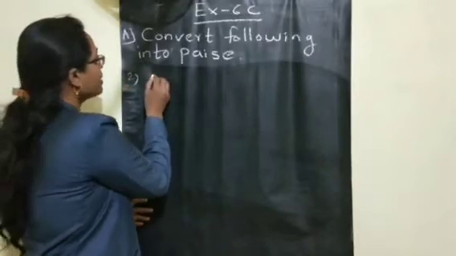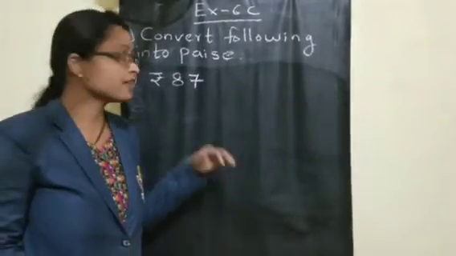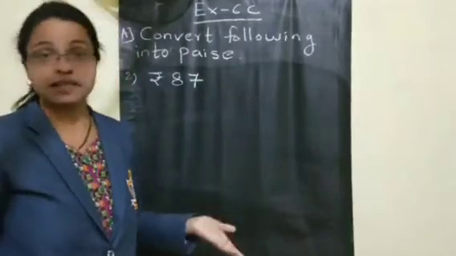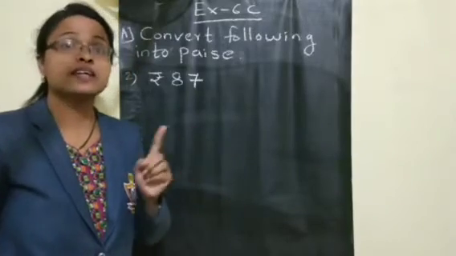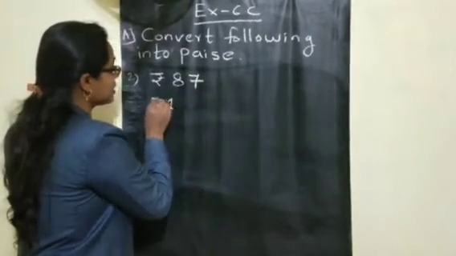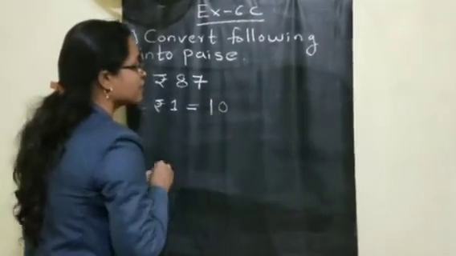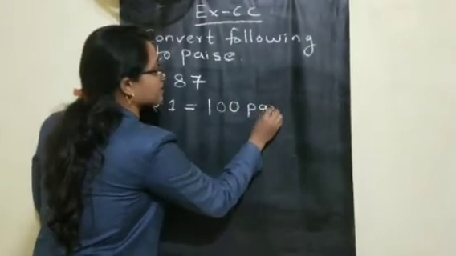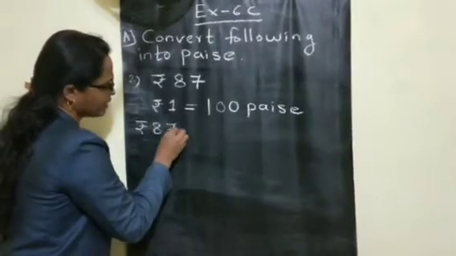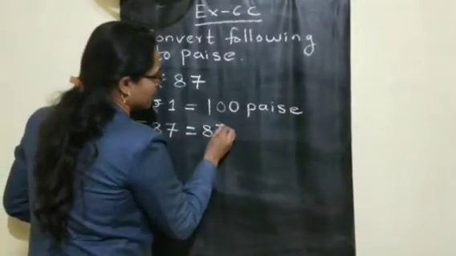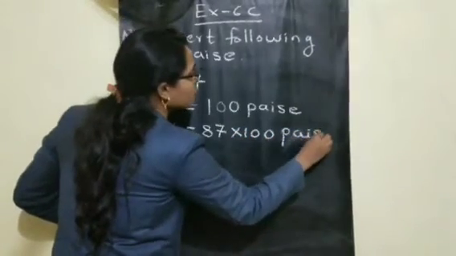Second example, children. Rupees 87. Rupees 87, children, we have to convert again into paise. So how to convert? 1 rupee is equal to how many paise, children? Yes, 1 rupee is equal to 100 paise. That we have to write without fail first. Now rupees 87 is equal to how many paise? So 87 multiplied by 100 paise. Automatically it will get converted into paise.